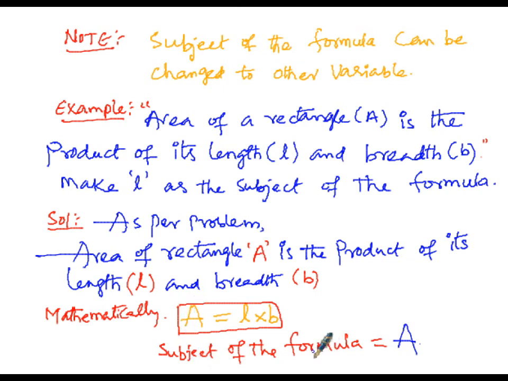But as per the problem we have to make L the subject. So here L alone we have to write on the left hand side with its coefficient as 1. So the same formula, A is equal to L into B, is the formula which we got. But in order to make L the subject, I am going to write L into B is equal to A. So I have changed the LHS quantity as the RHS quantity and the RHS quantity as the LHS quantity, interchanging the LHS and RHS.